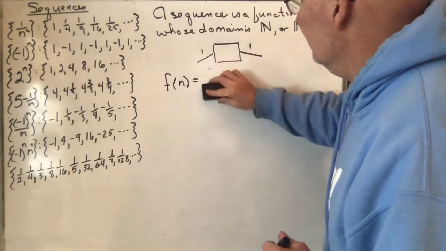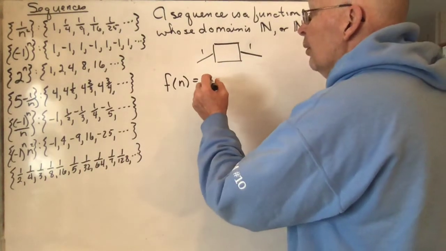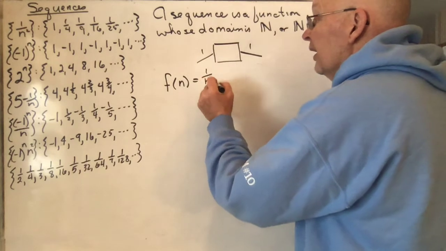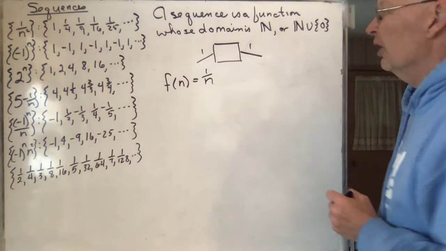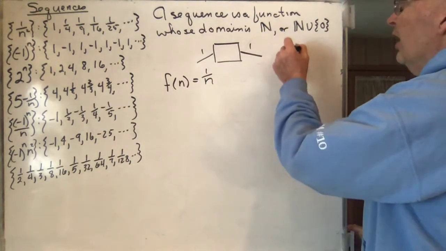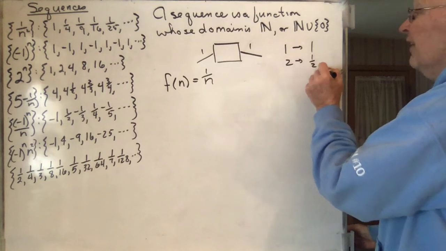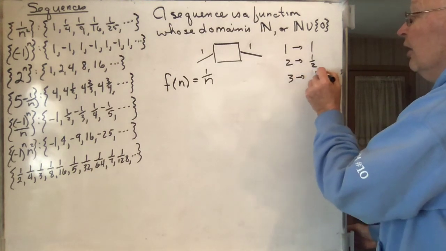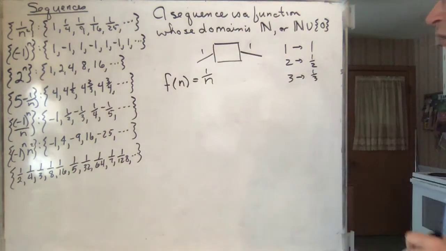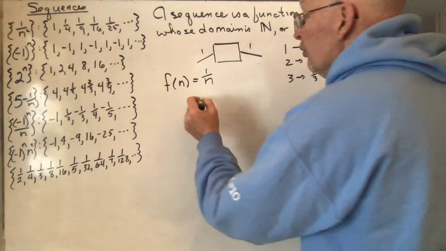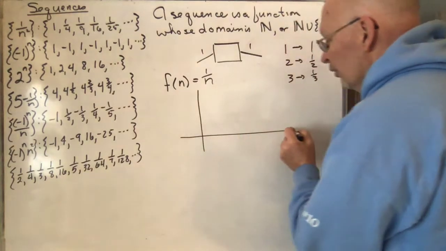So let's take this as an example. f(n) = 1/n. So there's one where you stick in 1 and you get out 1. You stick in 2 and you get out 1/2. You stick in 3 and you get out 1/3, and so on. Those are the values. So you could graph it just like we graph any other sort of function.